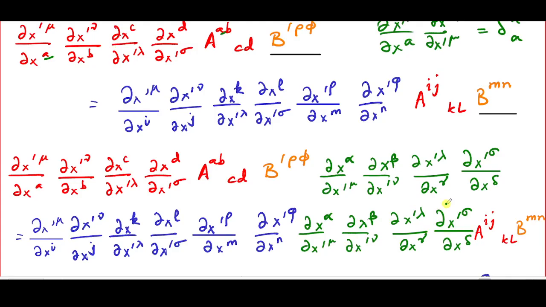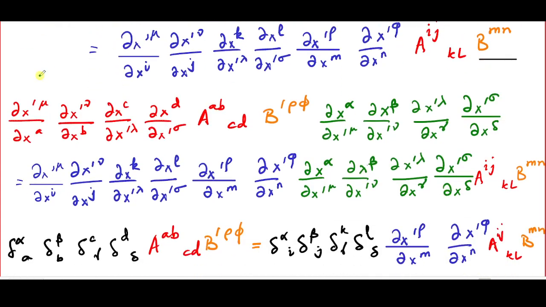What will happen on the left hand side? This and this together will give you delta alpha A. This and this together will give you delta beta B. This and this is actually ∂x^c/∂x^γ, so delta c gamma. And similarly this and this will give you delta D delta. Hopefully you will not confuse this delta, which is an index, with the Kronecker delta.